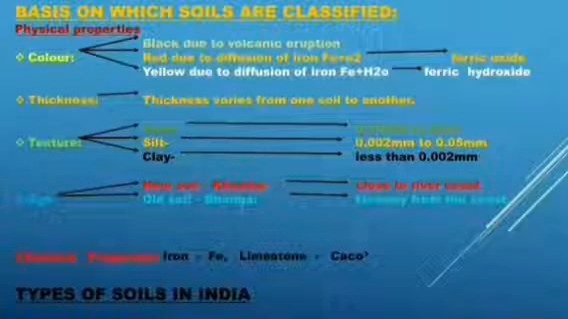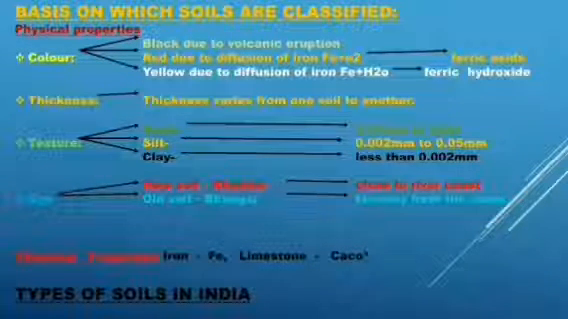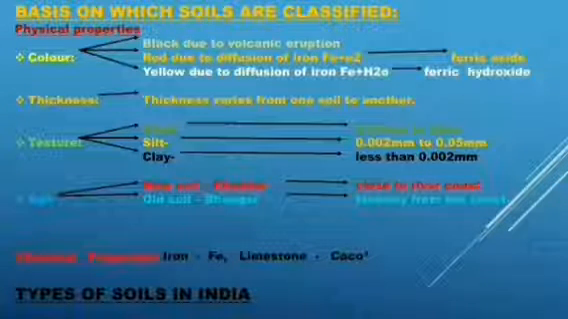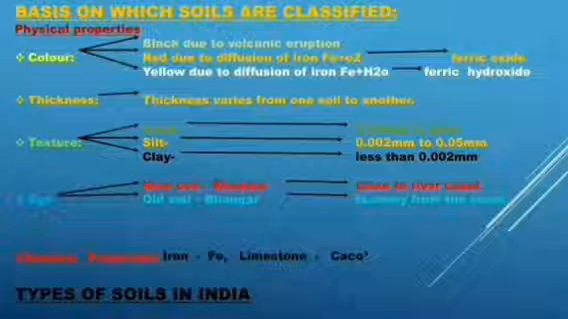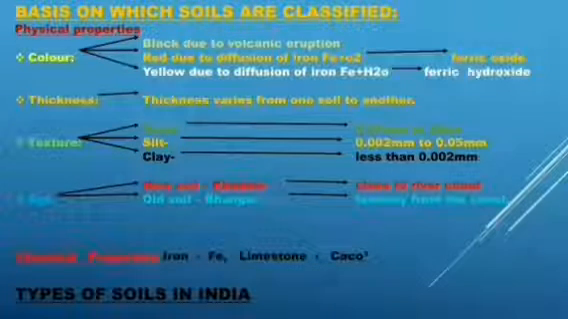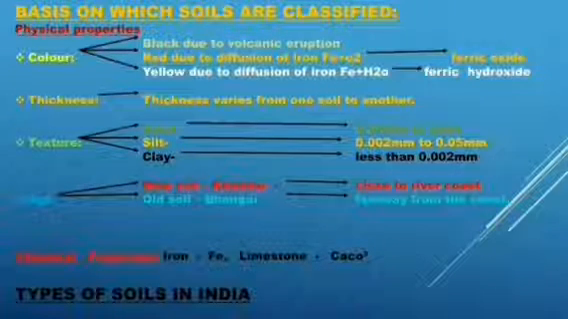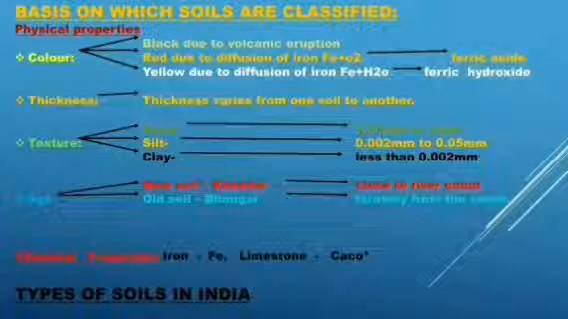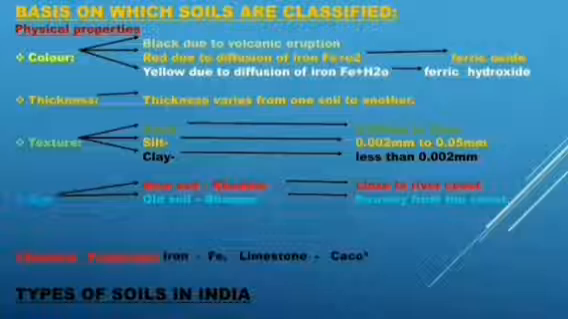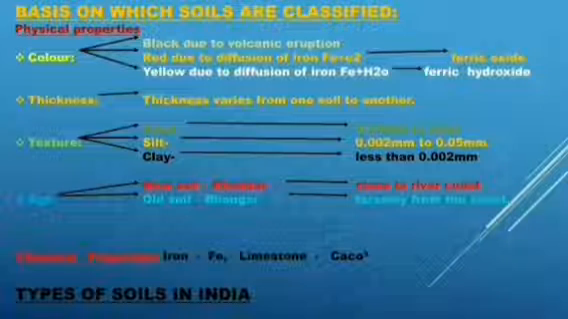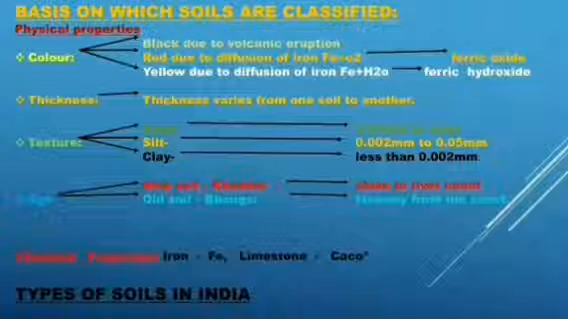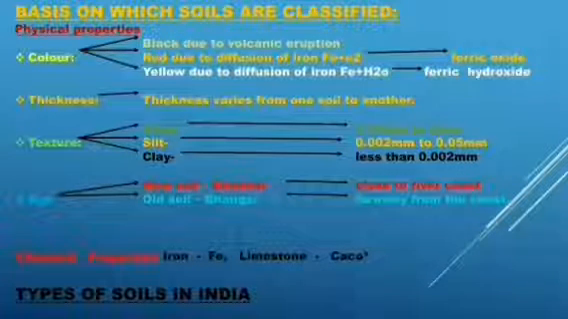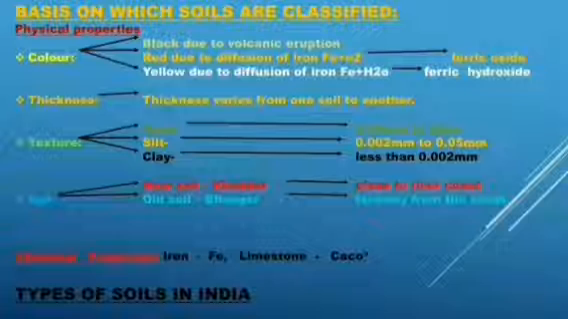There are three particles, particularly sand, silt, and clay. Here is the diameter of these particles shown. Sand's diameter is 0.05 millimeters to 2 millimeters. Silt's diameter is 0.002 millimeters to 0.05 millimeters. Clay is the smallest particle of the soil. Its diameter is less than 0.002 millimeters.